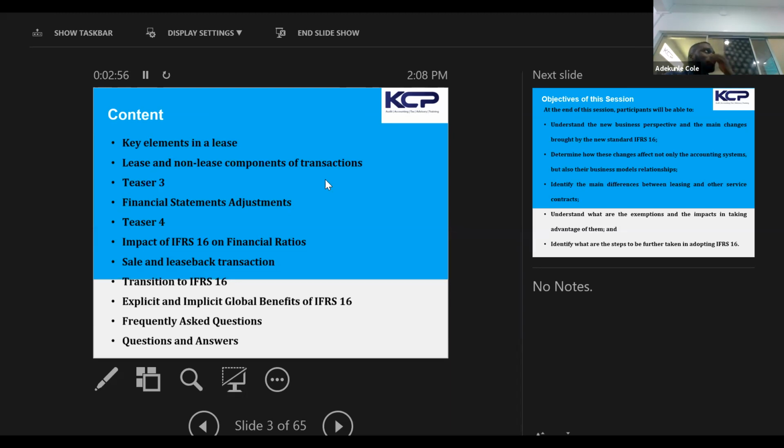Financial statement adjustments. Where you have typical issues which have initially been presented in line with IAS 17, and you want to transit, what happens? What needful adjustment do you need to make? Then teaser 4, impact of IFRS 16 on financial ratios.